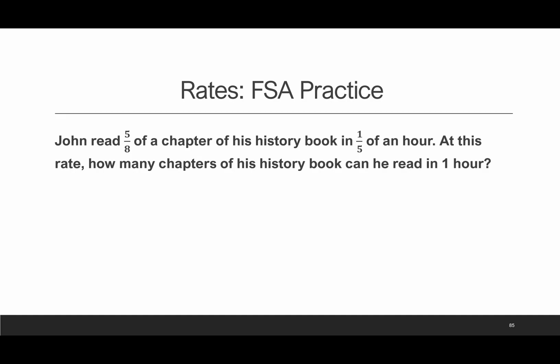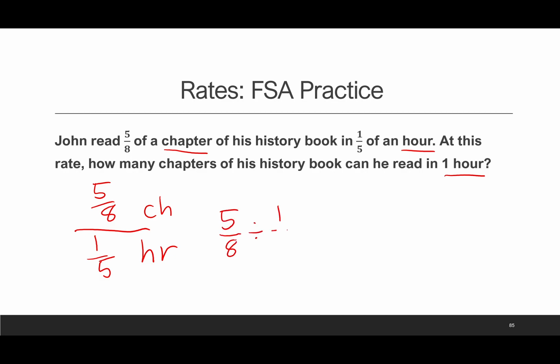John read 5/8 of a chapter of his history book in 1/5 of an hour. At this rate, how many chapters of his history book can he read in 1 hour? Whatever they want one of goes on the bottom of your fraction. Hours goes on the bottom, chapters goes on top. Done. 1 over 5, and here you have 5 over 8. Written horizontally, that's going to be 5 over 8 divided by 1/5. There are no mixed numbers. You need to know this and how to do it by hand.